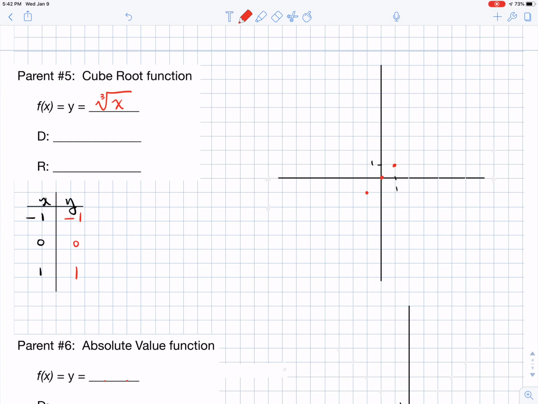So what I do on this one is think about what's the next pretty cube root number, and that's going to be 8. The cube root of 8 is 2, so I'm going to go all the way over to 8. And the cube root of -8 is going to be -2. So we will go ahead and connect the dots here to get our cube root function.